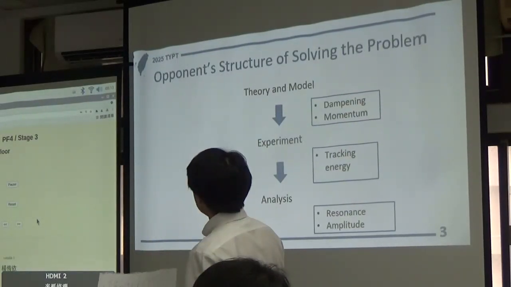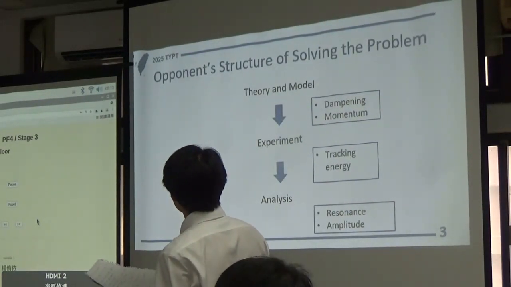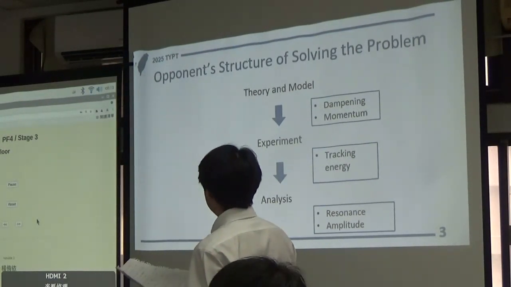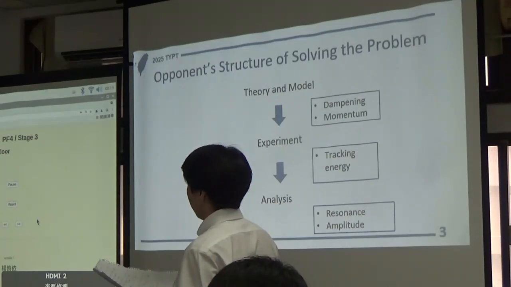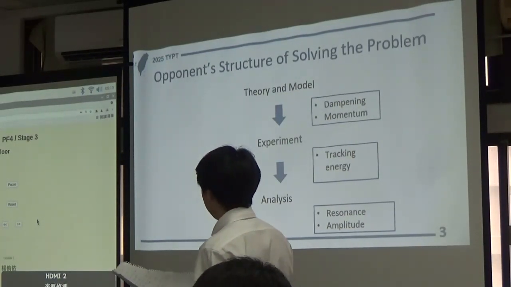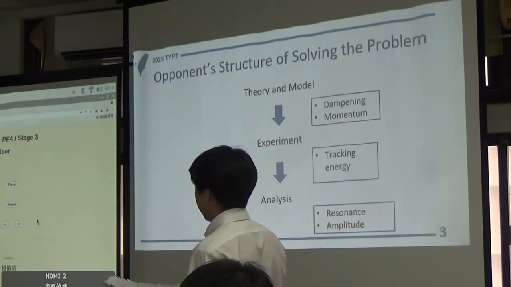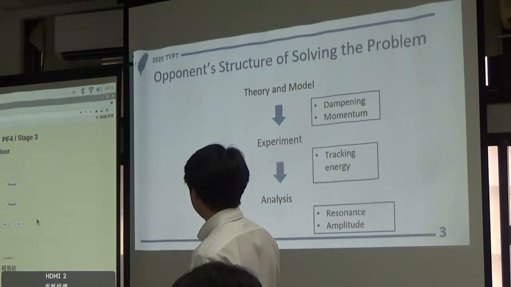Here was the opponent structure. They started with their theory and model, which is based on damping and also conservation of momentum. Their experiment was tracking energy over time, however, it was pretty unclear how they did so. And finally, analysis, they talked about resonance as well as how amplitude diminishes.